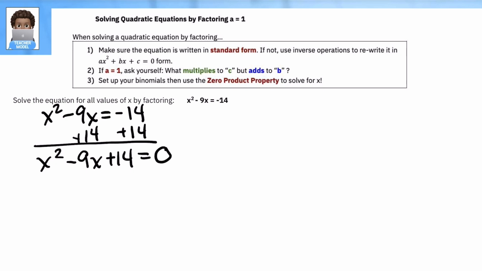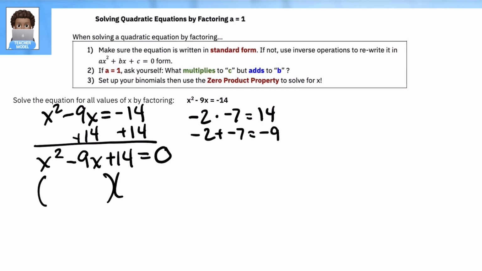Now that I have that, I'm going to think, what are the factors of 14 that add up to negative 9? And if you're saying them already in your head, since we've done a lot of mental math, you can guess it would be the 2 and the 7. But negative 2 and negative 7, in case you need to see it, I'll put it in. Negative 2 times negative 7 would make 14, and negative 2 plus negative 7 would make negative 9. So now I can rewrite this as x minus 2, x minus 7 is equal to 0.